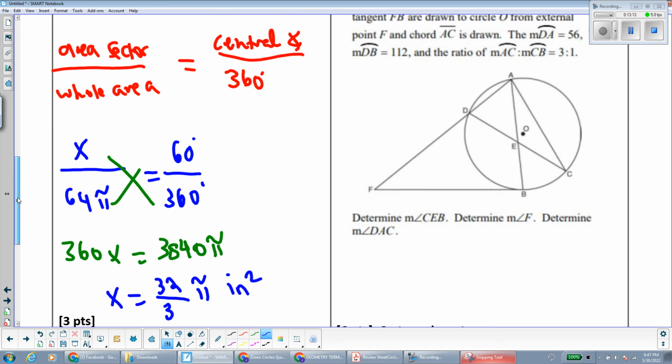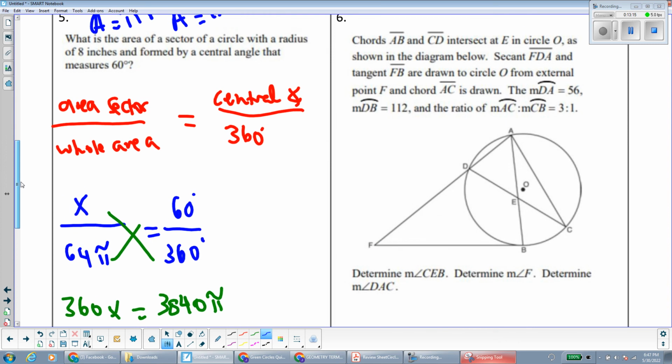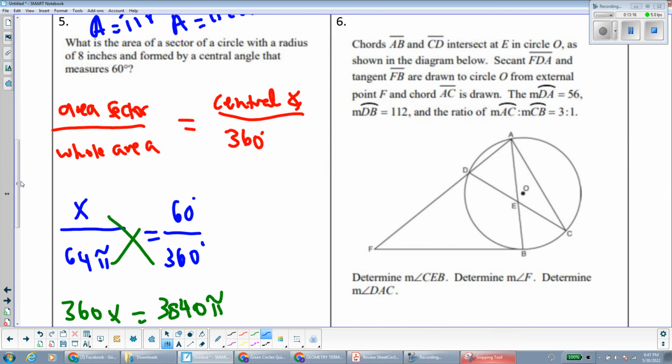Okay, moving forward. We know that DA is 56, DB is 112, and the ratio of AC to CB is 3 to 1. So here would be the 3 part, that's AC, I'll represent it as 3x. And here would be the 1 part, that's CB, I'll represent it as 1x or just x. So the first thing that we need to find is the measurement of this angle over here.